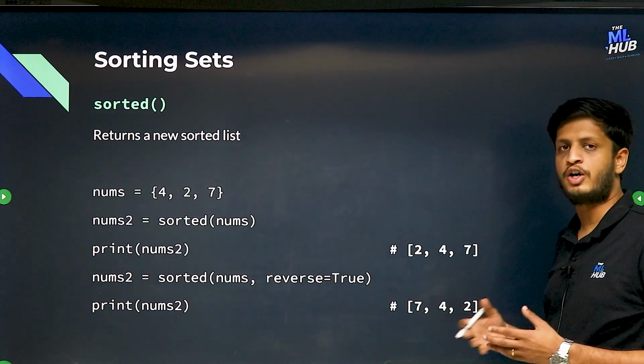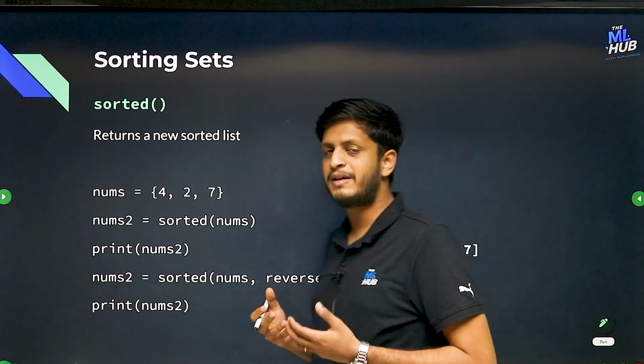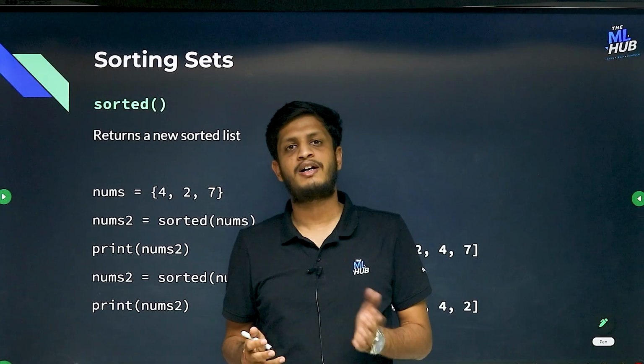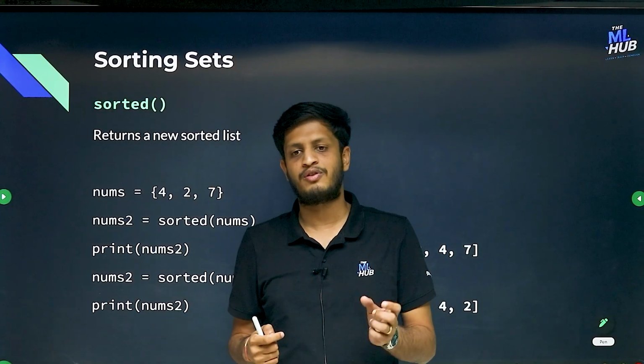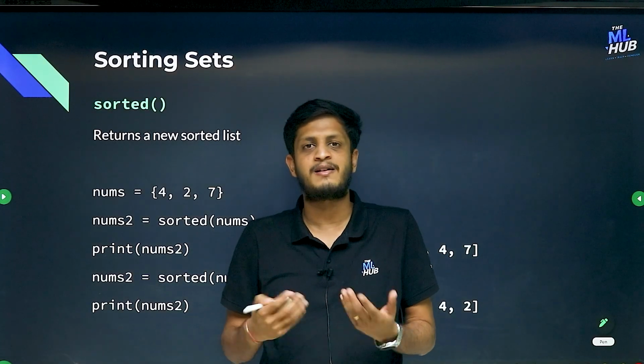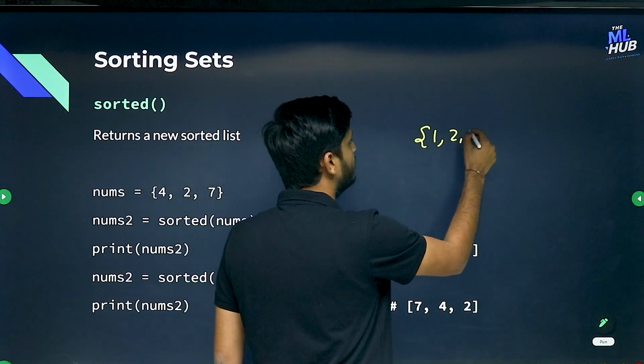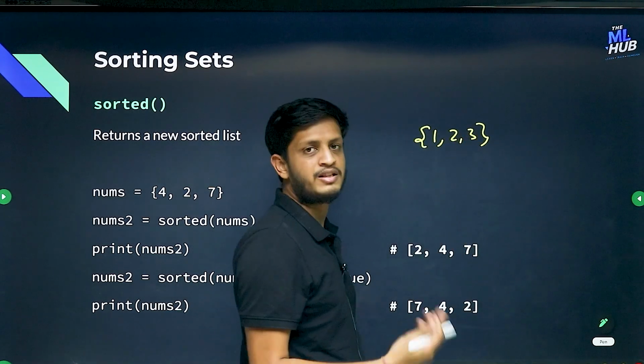Okay, now let's look at sorting a set. So what do we mean by sorting a set? See, a set doesn't have an order. And when I say sorting a set, it doesn't make sense, because if you sort a set in place, it doesn't make sense. Let's say a set contains elements 1, 2, 3. There is no order. When you print it, it might be 2, 3, 1, or 3, 1, 2, anything.